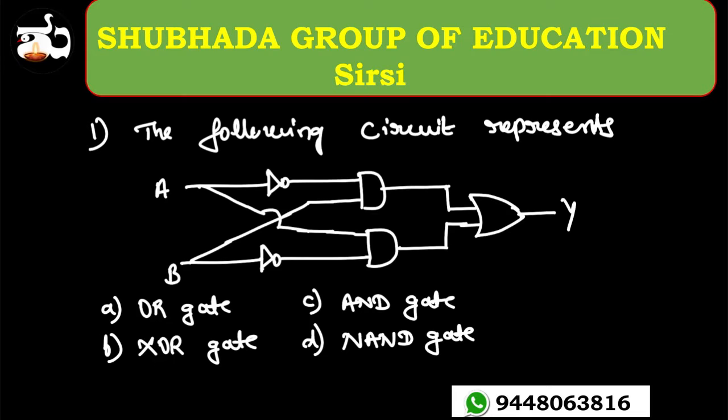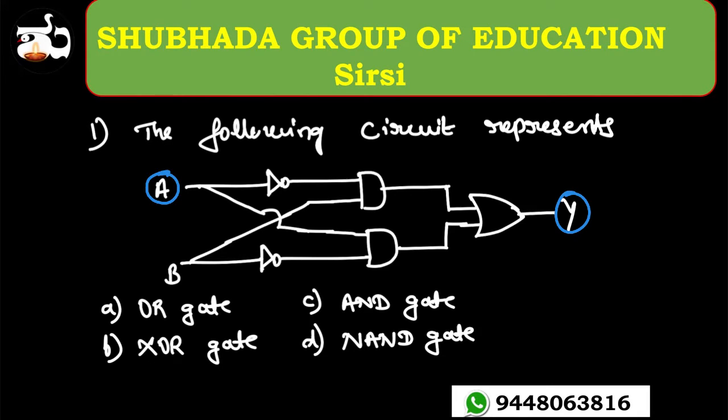Look at the next problem on logic gates. The following circuit represents OR gate, AND gate, XOR gate, NAND gate. In such types of problems, get to know what the output is at each and every stage. And finally, we have to get the expression at the final stage, which is Y here. So let's try to do that.